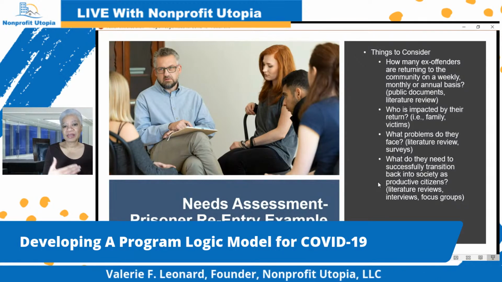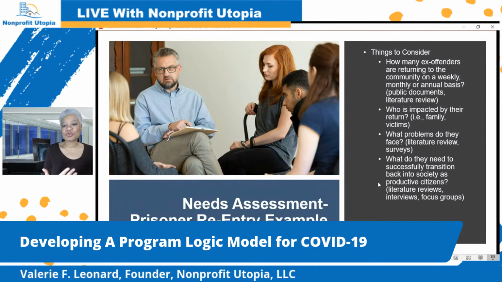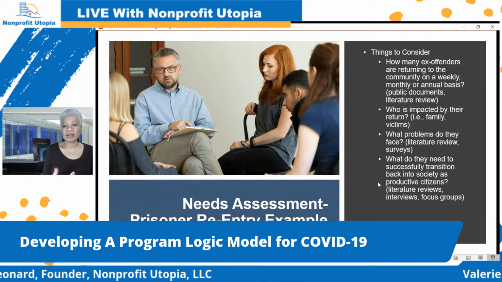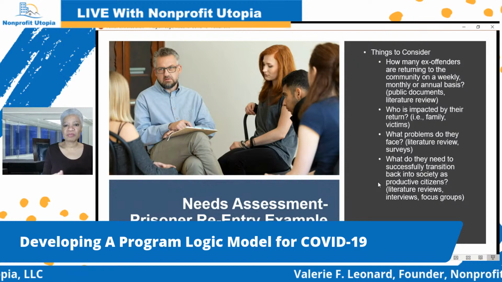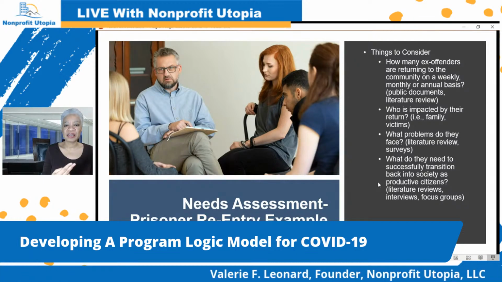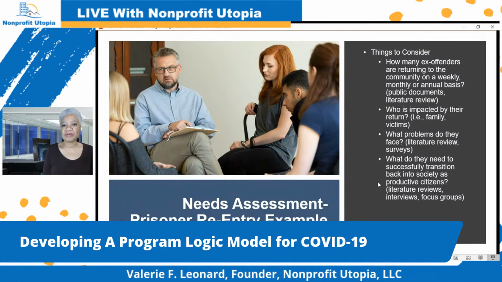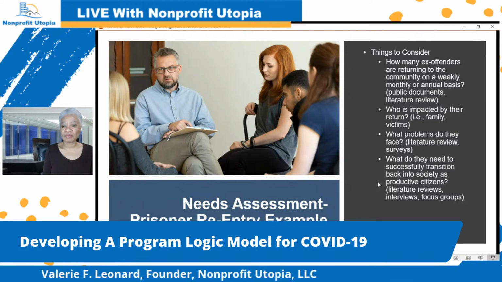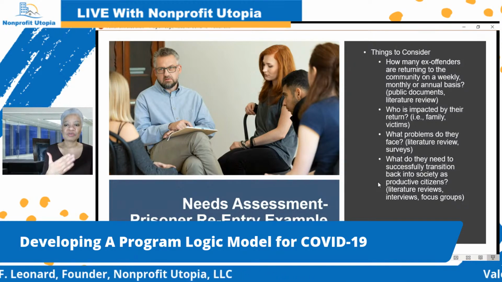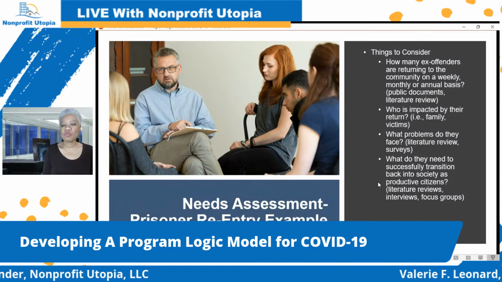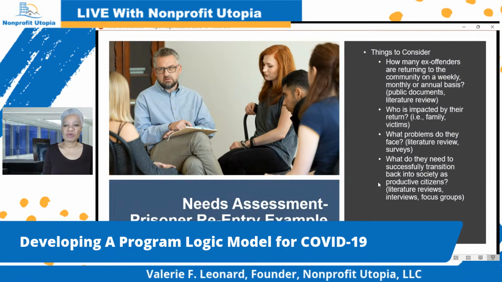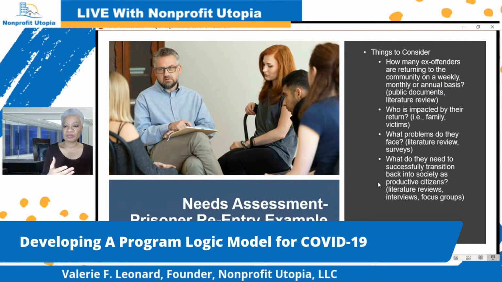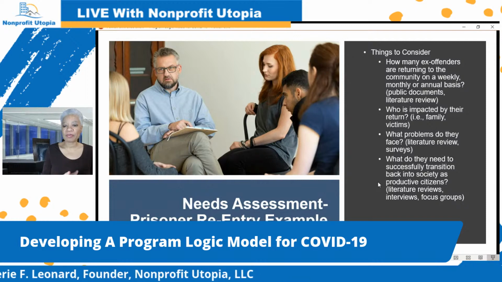And then you want to look at the prisoners. What problems do they face? Right? They might have problems with housing, problems with education, may need to get their GED. Obviously, they're going to need a job, right? And the list just goes on and on. And then what is it that they actually need in order to make that transition, right? So you're going to find all that out through the research.